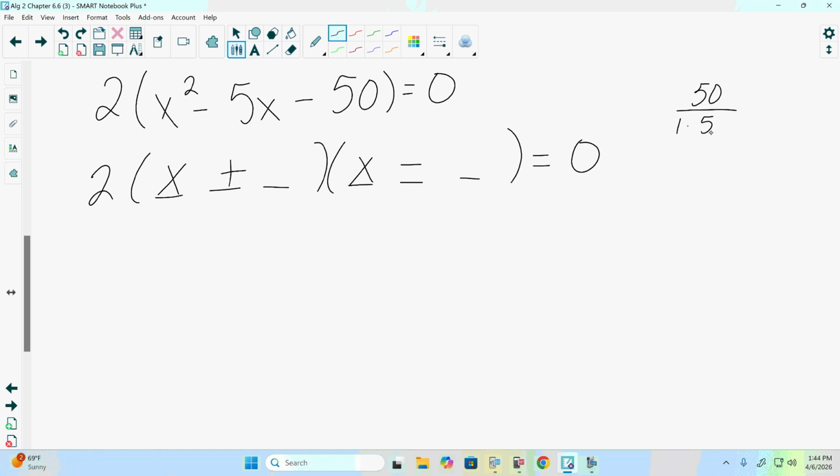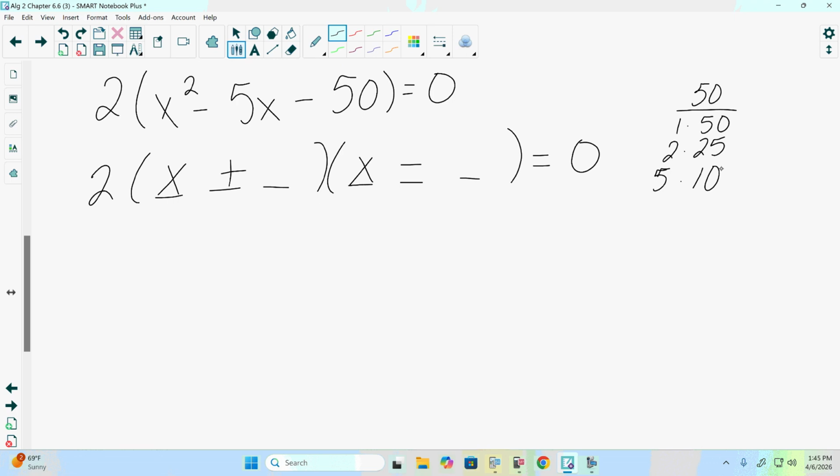Factors of the third term. Factors of 50 are 1 and 50, 2 and 25. 3 is not a factor of 50, neither is 4. But we do have 5 and 10. 6 is not a factor because 2 and 3 would have to be. 7 is not a factor. Well, 7 times 7 is 49. It's too close to 50. And really, that's it. These are the only factors that we have.